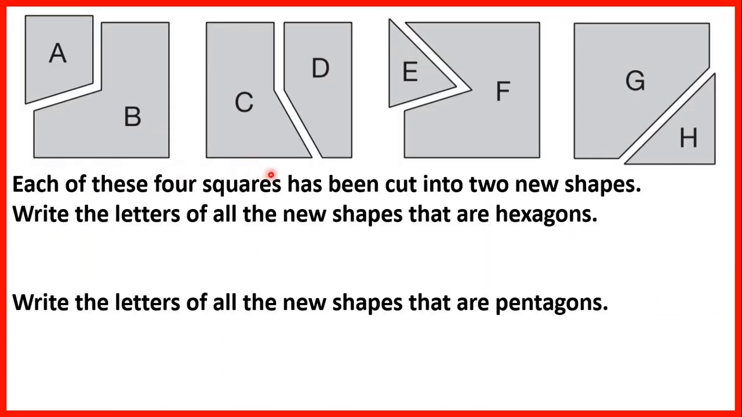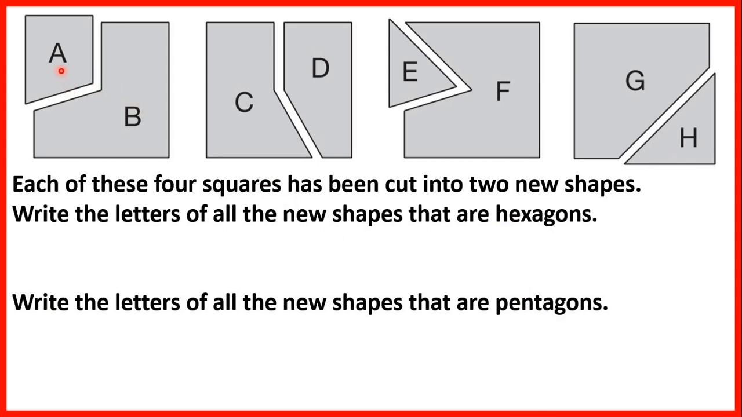Each of these 4 squares has been cut into 2 new shapes. Write the letters of all the new shapes that are hexagons, and write the letters of all the new shapes that are pentagons. So we need to remember that a hexagon is a shape with 6 sides and a pentagon a shape with 5 sides.